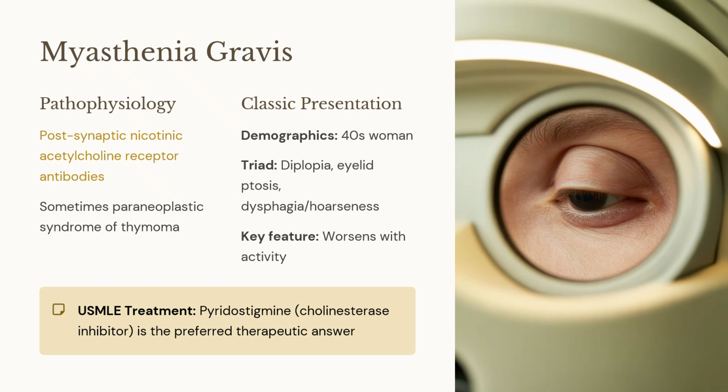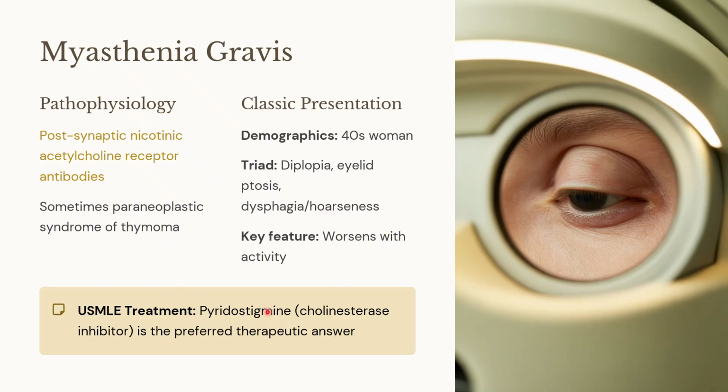What happens in myasthenia gravis? In the neuromuscular junction, the motor neuron and the muscle will connect with each other, right? In the postsynaptic membrane, there are nicotinic acetylcholine receptors. So when antibodies against the postsynaptic nicotinic acetylcholine receptor are produced, it will result in myasthenia gravis. It is seen in middle-aged women presenting with diplopia, ptosis, dysphagia, which will worsen with activity.